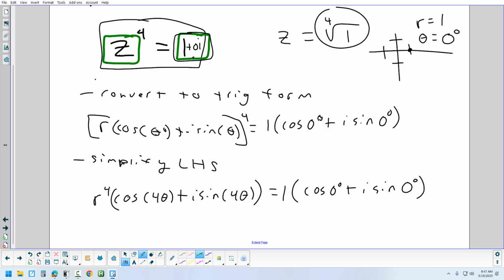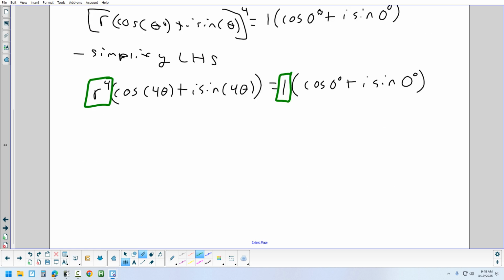Okay, you see it? What's my radius on the left side of that equation? Radius to the 4th. R to the 4th. Can someone else tell me what's my radius on the right side of the equation? Yep, just 1. The next thing we do is set the radius on the left equal to the radius on the right. So we have R to the 4th equals 1.